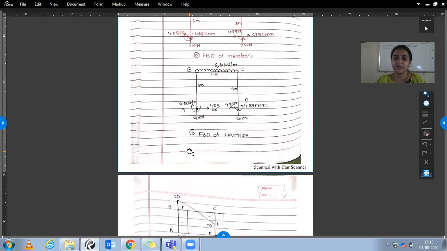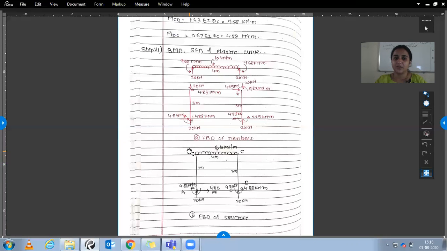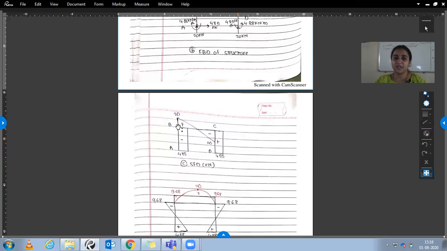We have calculated the shear force as 20 kilonewton. So we have this value of 20 kilonewton, and because of the UDL, the value of the shear force is also 20. So this is the shear force diagram.